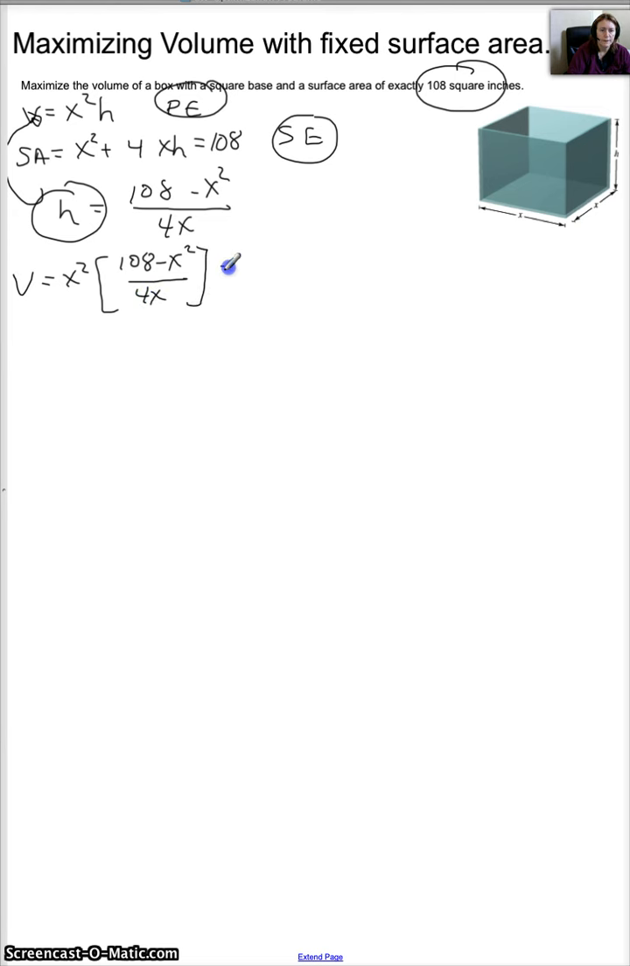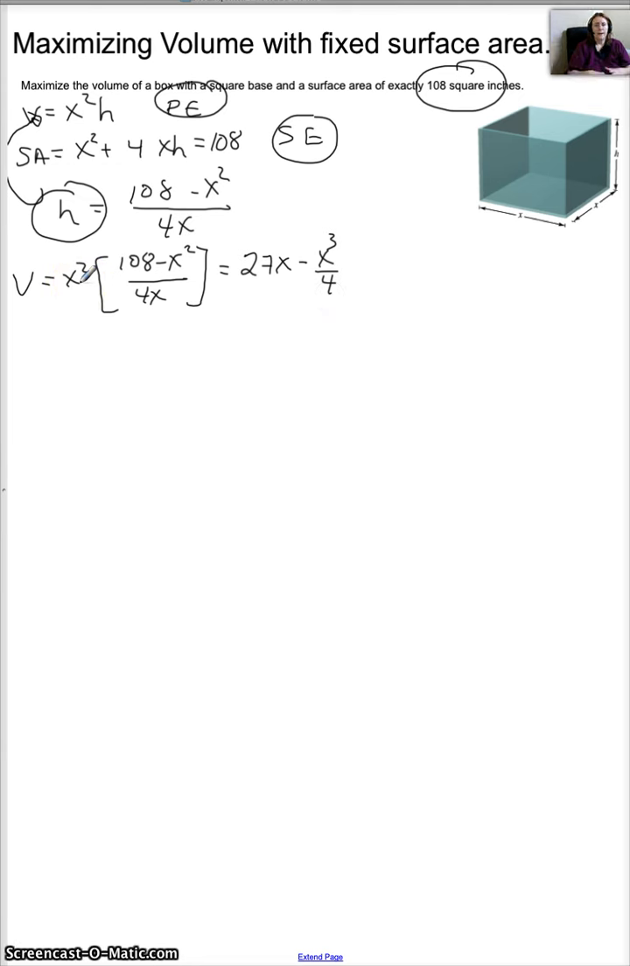Now I'm going to simplify this. X squared times 108 is 108x squared. Divide that by 4x, and I've got 27x, minus x to the fourth divided by 4x is minus x cubed over 4.